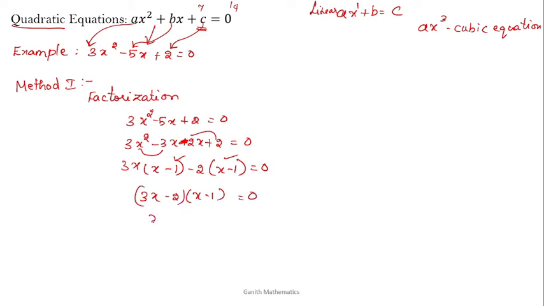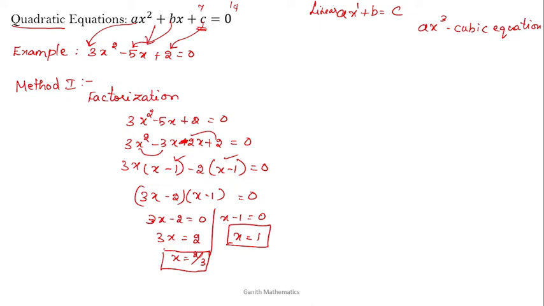So I am equating these terms separately. 3x minus 2 equal to 0. X minus 1 equal to 0. So 3x is equal to 2. X is equal to 2 by 3 and x is equal to 1. These are the two solutions for the given equation.